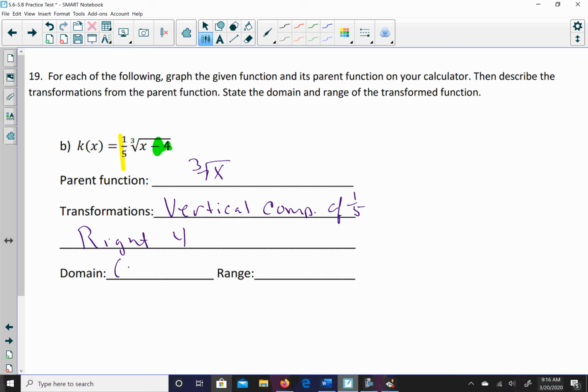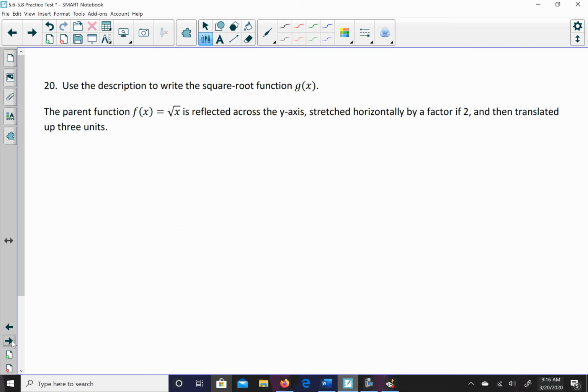My domain of a cube root function is -infinity to positive infinity. My range is also going to be -infinity to positive infinity. Just a reminder, you're always using parentheses on infinity. You're never using brackets. Okay, next one, 20.